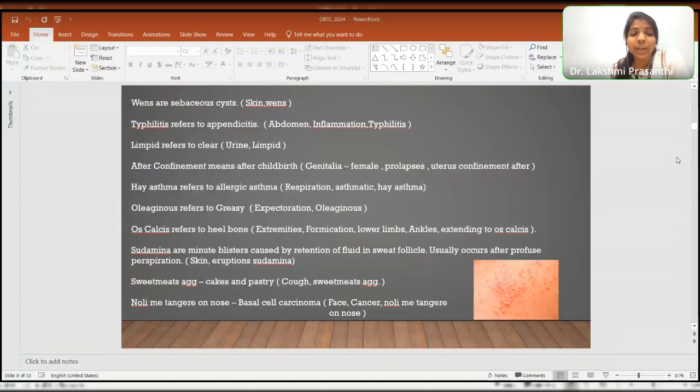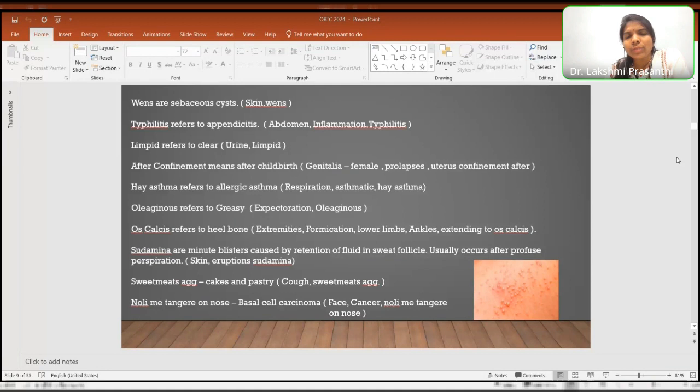Okay. And Sudamina, which we were discussing previously, is mostly seen in people who have profuse perspiration. There is retention of fluid in the sweat follicles, mostly seen on the back region. So if there are small minute blisters with a lot of sweat fluid retention, then this rubric named Sudamina can be considered. Skin eruptions, Sudamina.